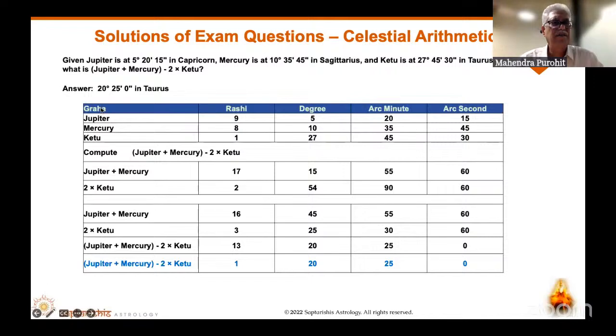This is next. So Jupiter is this 9, 5, 20, 15. Jupiter, Mercury and Ketu. So here also you can see first you multiply, the multiplication operator is taken first. So multiply 2 with Ketu and you find this thing, and from this value you will subtract the value you obtain by multiplying 2 with Ketu. So Jupiter plus Mercury is this thing, and 2 multiplied by Ketu will give you 2, 54, 90, 32, 60. So these are two values, and then you subtract as usual. You, I think, have understood all.